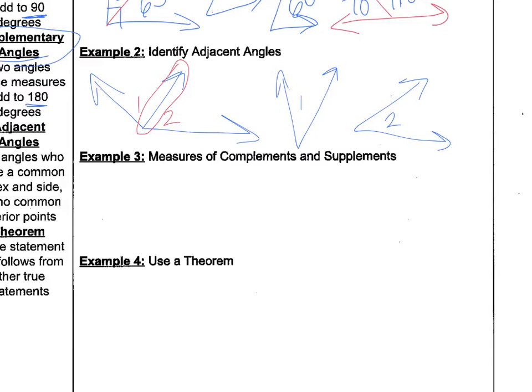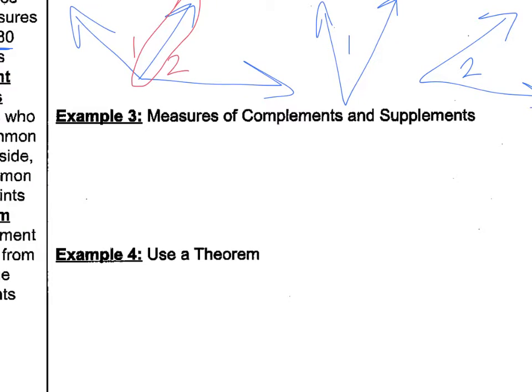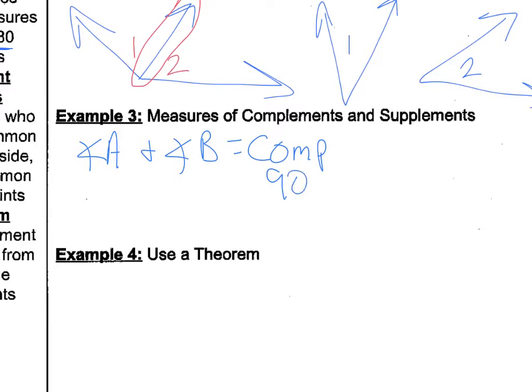Okay, guys, now in example 3, this is where we're going to do a little bit of algebra. Basically, we want to figure out, if I tell you that angle A and angle B are complementary, that means that they're going to add up to 90 degrees, right? And if I tell you that angle A is 45 degrees, then what's angle B?